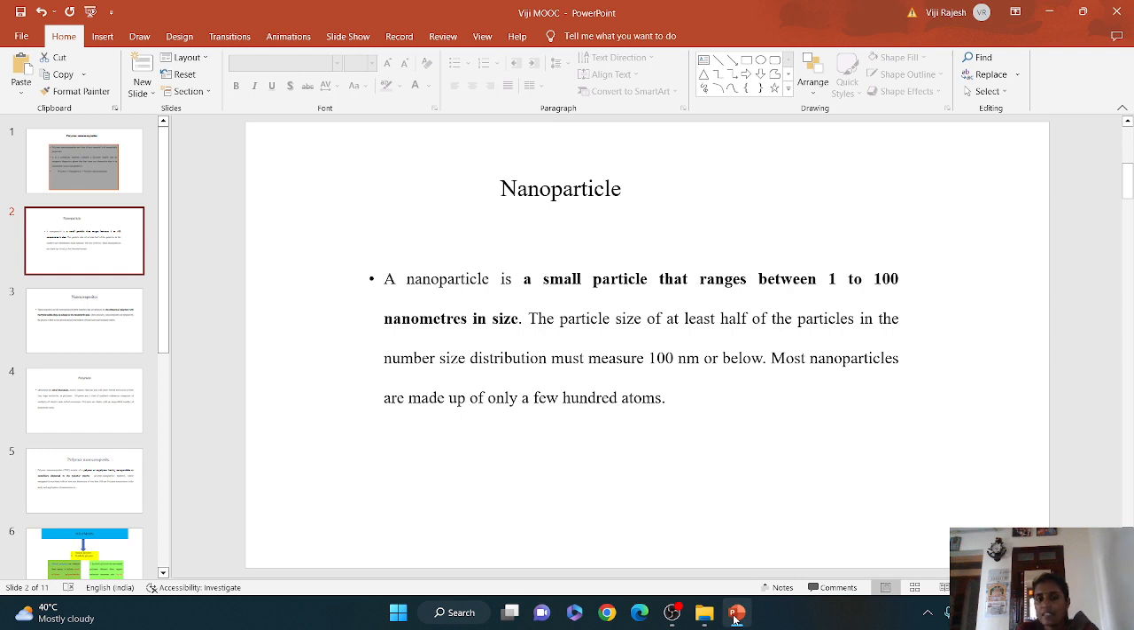Most nanoparticles are made up of only a few hundred nanometers. For this particular reason, the properties of 1 to 100 nanometer particles are improved compared to those of a bulk material. So finally, we specify the particle is in the range 1 to 100 nanometers because their properties have been improved compared to a bulk material. That size of particle is called a nanoparticle, and that technology is called nanotechnology.